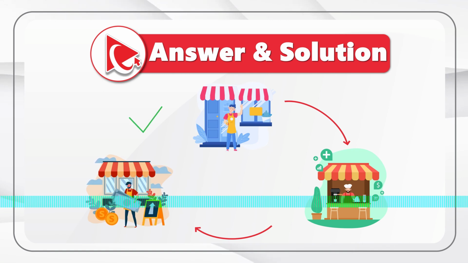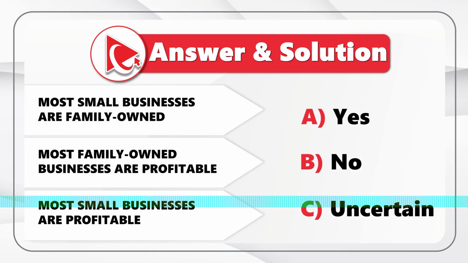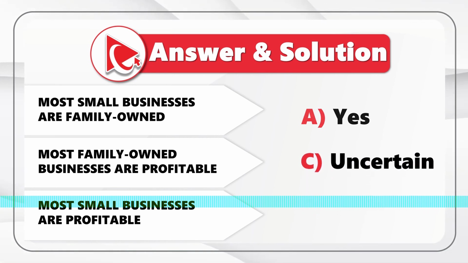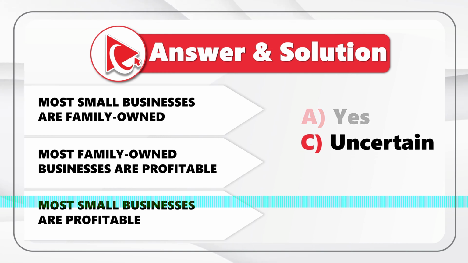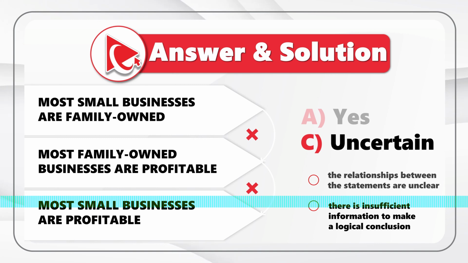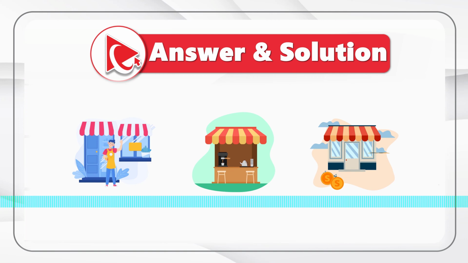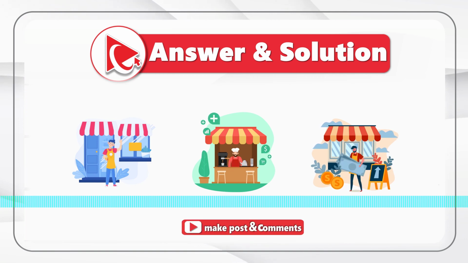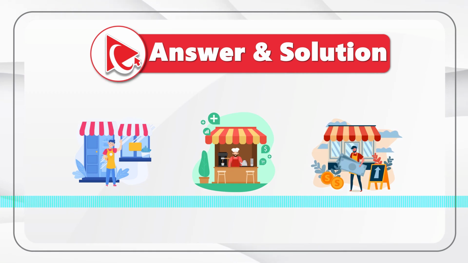businesses are also profitable. What's interesting to note about this question is that answer C, uncertain, might also be accurate, and some test systems might be configured to accept it as the accurate answer. And the main reason is that if the relationship between the statements is unclear, or if there's insufficient information to make logical conclusions, you can answer uncertain. Was your answer different? Please make sure to post your answer and solution in comments.